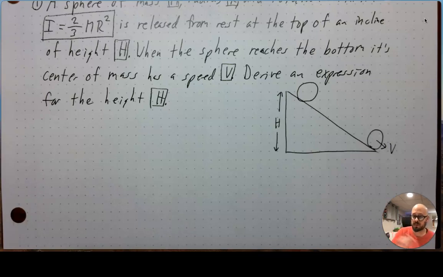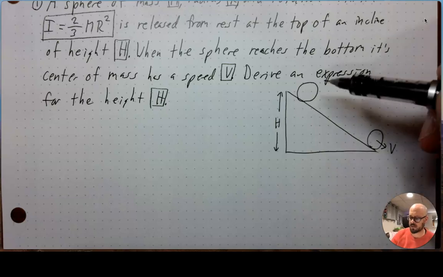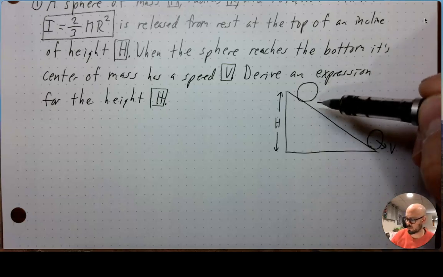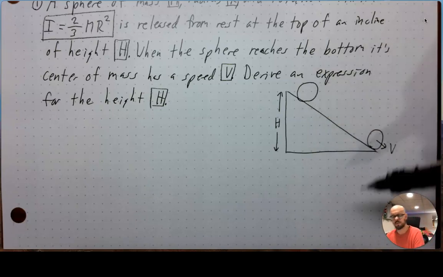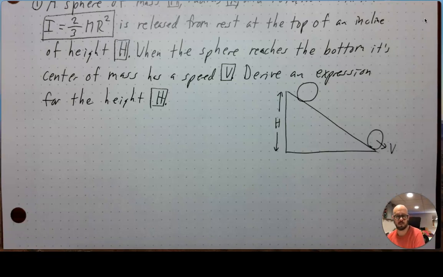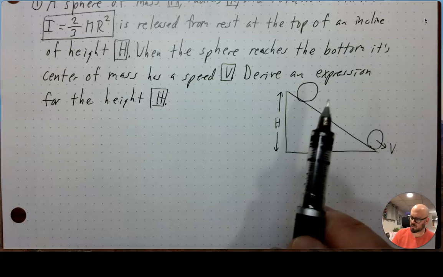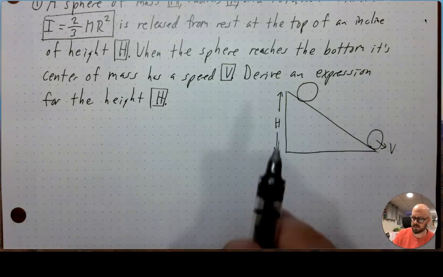The most popular way that this situation gets into an AP problem is to have you think about the sphere or disc or hoop or whatever it is rolling down the hill, and then comparing that to a block of ice or just a block that's not experiencing friction. So we will analyze this for energy.